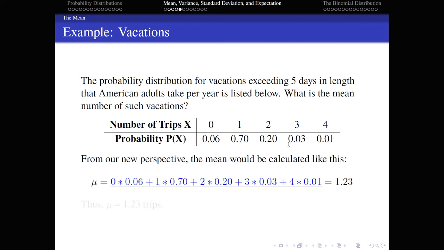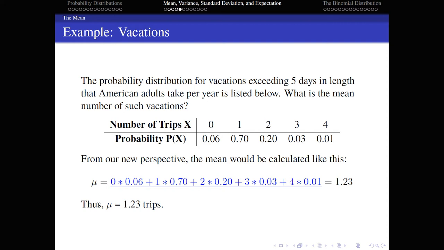Then we have, checking our work, 0 the number of trips x times the probability, 1 the number of trips x times the probability, etc. So people are 70% likely to take 1 trip greater than 5 days, 20% likely to take 2 trips greater than 5 days, 3% likely to take 3 trips greater than 5 days. Overall, on average, for the average American adult, they take 1.23 trips greater than 5 days.